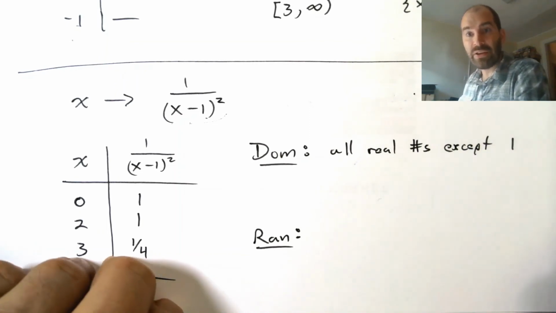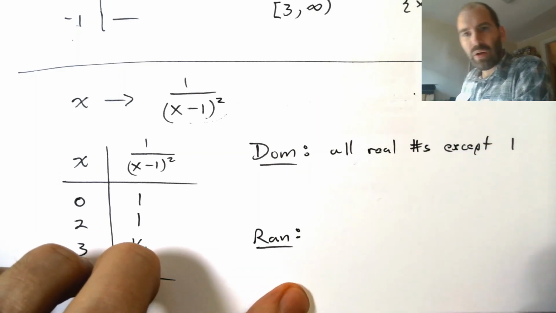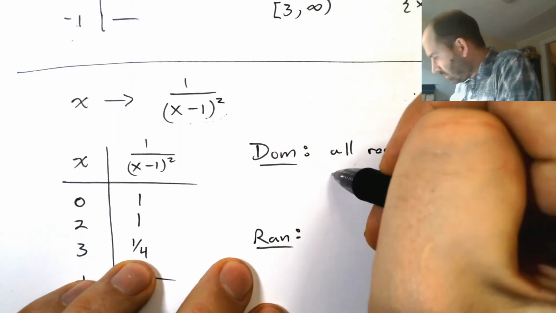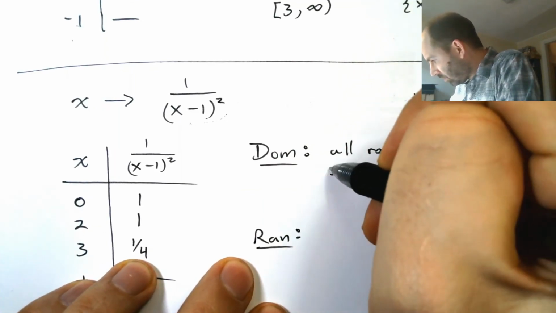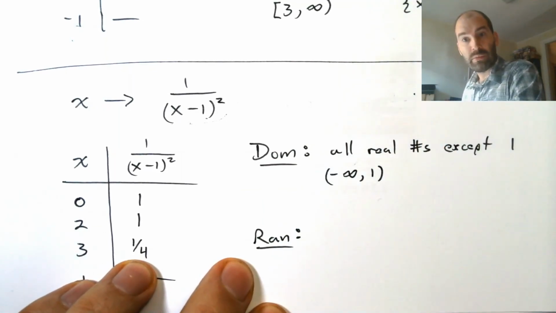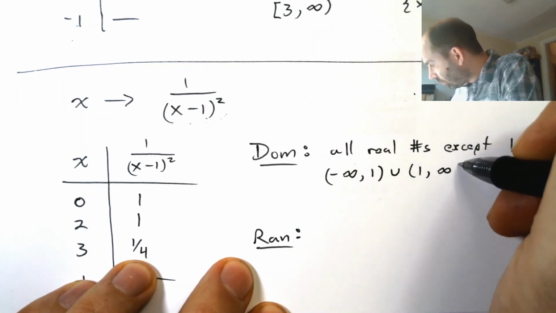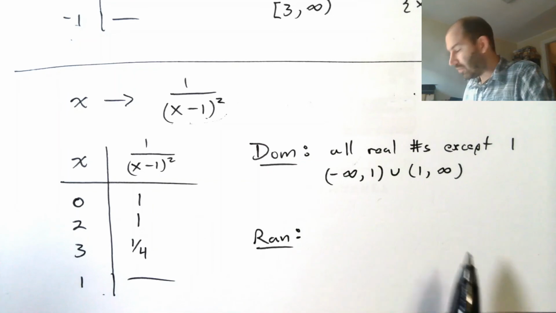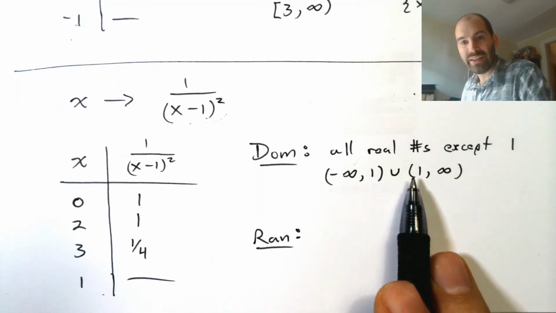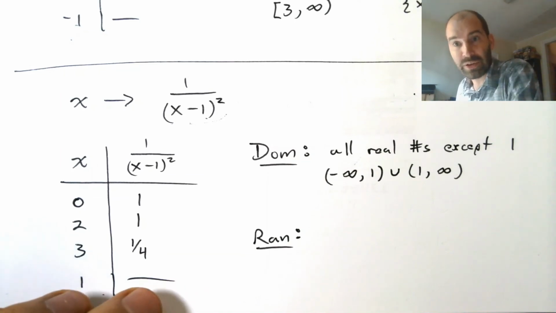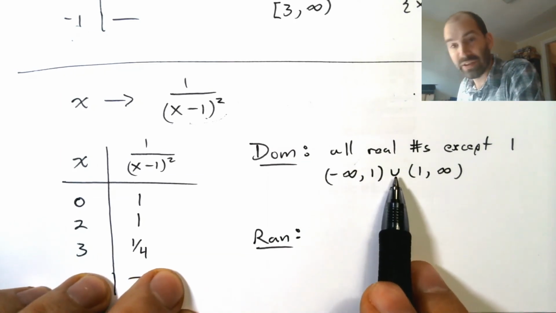How do I write that in interval notation? Well, I can go from negative infinity up to 1, but I can't include 1. And then I can go from 1 to infinity. So I've jumped over 1 because I've used round brackets to indicate that 1's not included in either of these intervals. So that's how you'd write it in interval notation, using the union symbol.